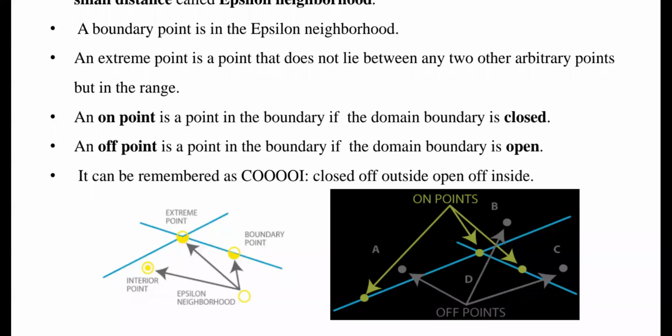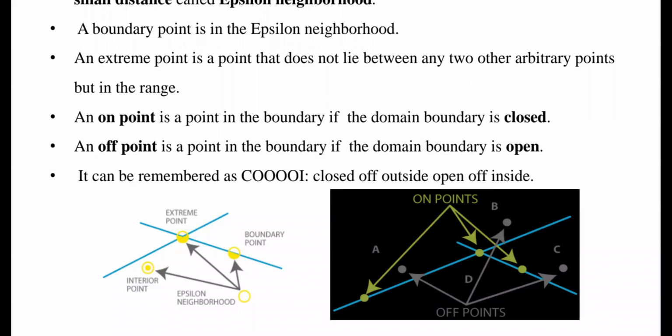See, this is the second diagram. On points are those which lie on the boundary. An on point is a point in the boundary if the domain boundary is closed. See, the green colors are called the on points. They are on the boundary line only. See, the domain line. They are called the on points.